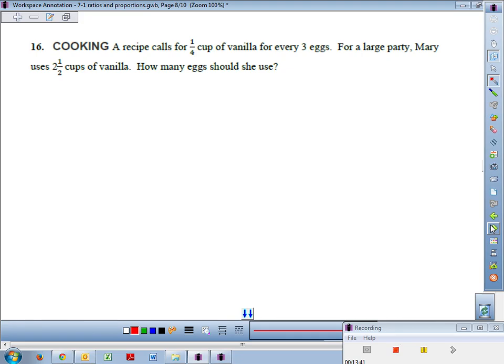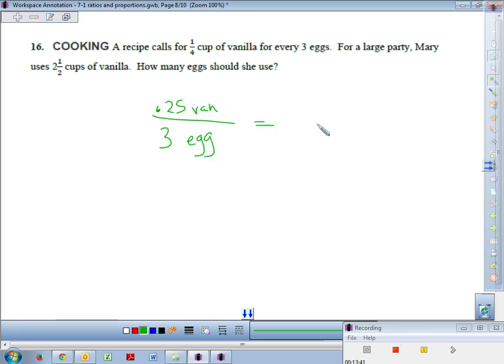A recipe calls for a 1/4 cup of vanilla for every 3 eggs. So I'm going to show you how to cheat a little bit. Because this is a story problem, decimals are going to be okay. I'll explain when I'm done. A recipe calls for a 1/4 cup vanilla, 0.25 vanilla. I'll just change that to a decimal for every 3 eggs. And if this guy's vanilla over eggs, then this guy is going to be vanilla over eggs. For a large party, Mary used 2.5 cups of vanilla, so 2.5 vanilla and then x eggs.